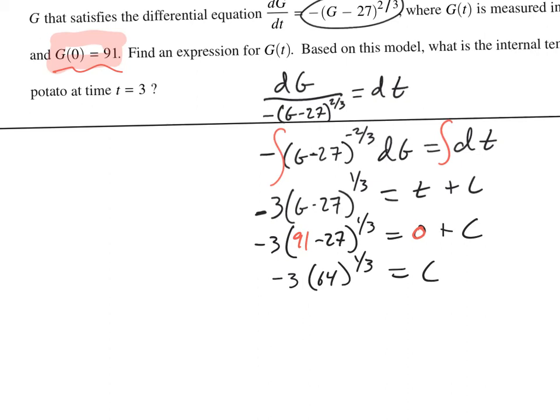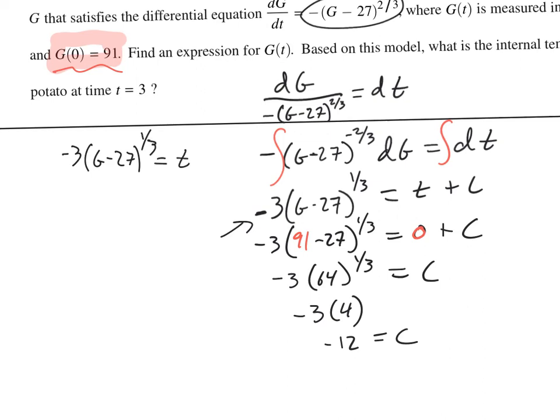So what's the third root of 64? Well, it's just 4, right? Because 4 to the third power is 64. So this is negative 3 times 4, or negative 12. So our c value is negative 12. So let's go back to this line here. We could say negative 3 times (g minus 27) to the 1/3 equals t. Instead of plus c, I'm going to write minus 12.